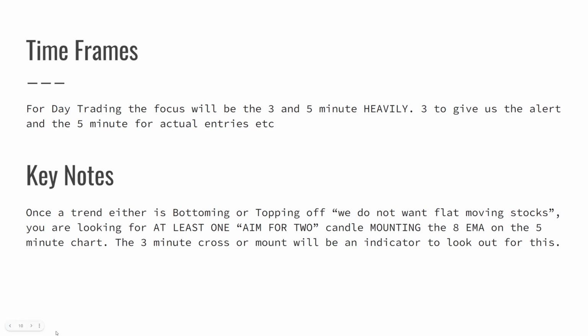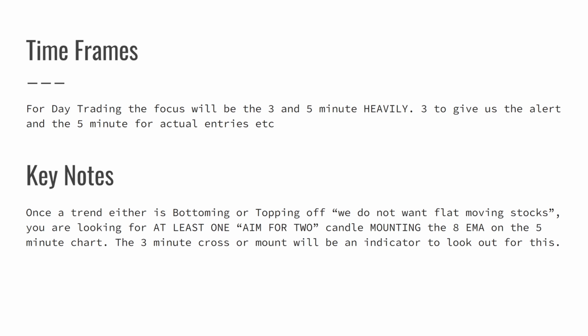The keynotes we need to look at as well are going to be once a trend is either bottoming or topping off. You're not looking for flat trading stocks, currencies, cryptos, whatever it may be. You do not want a flat mover. It's not going to help you here. You're looking for something that's having a decent size volatility to the up or to the downside.